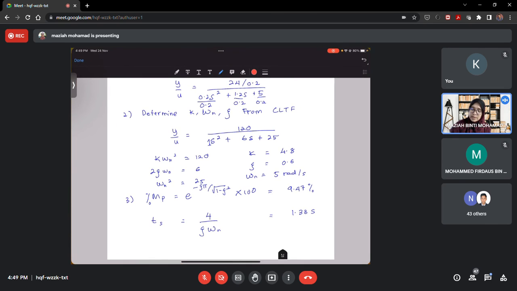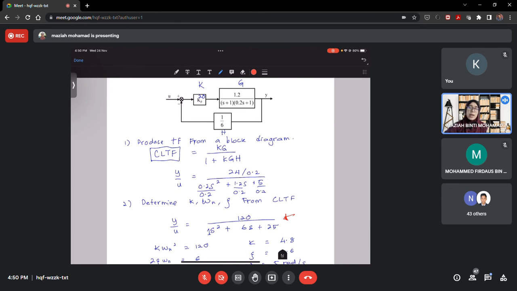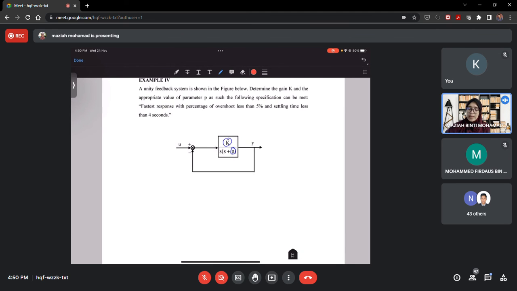Now this value is given. So you need to work backward lah. From the value here, we're going to determine the value zeta and also omega n. And then from omega n, we're going to form the closed loop transfer function. And then from the closed loop transfer function, we're going to compare with the transfer function of the system where we can determine the value of K and P. So the flow is reverse. Right, let's do that.